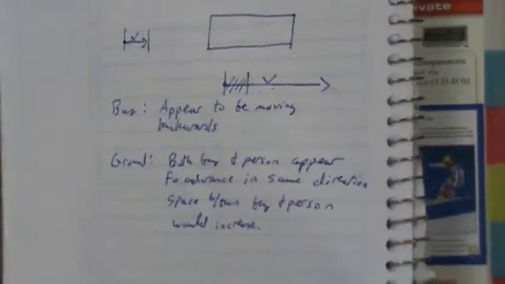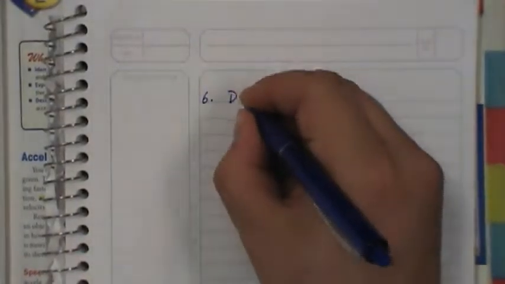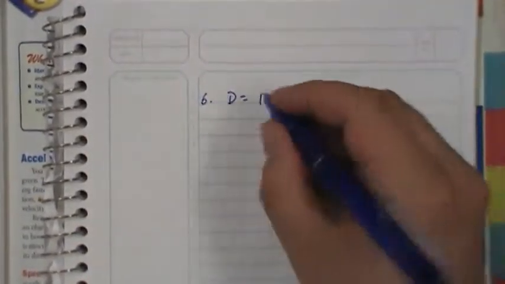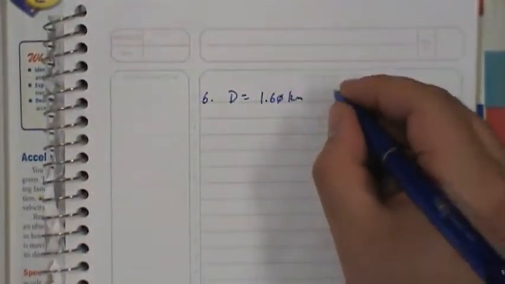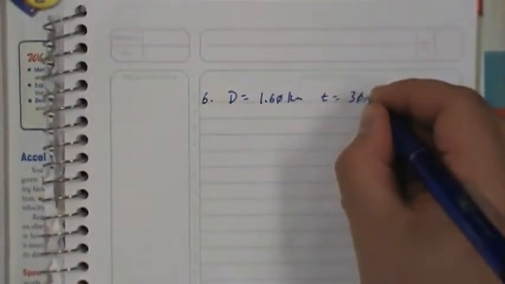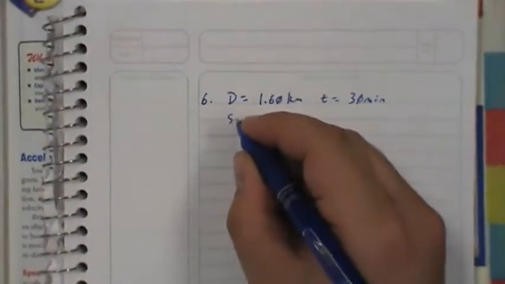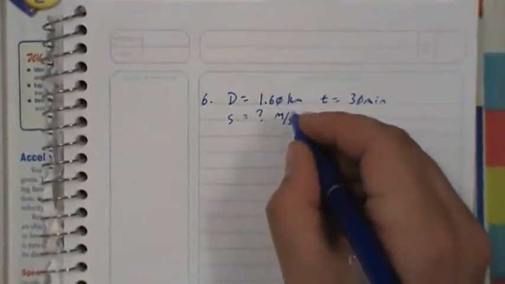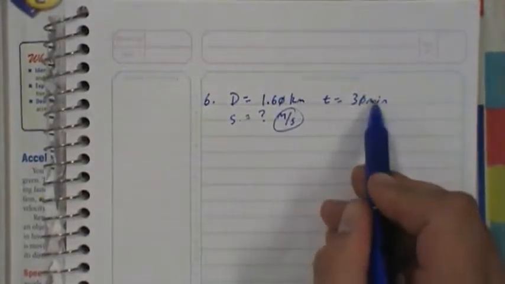Alright, moving on to a couple of calculations. Number 6 says Machiko walked a distance of 1.6 kilometers in 30 minutes. Find her average speed in meters per second. So we've got a couple of important pieces of information. Our distance is 1.6 kilometers. Our time is 30 minutes. And we're looking for speed, but we're looking for it in units of meters per second. Notice these units do not match the units that we're given.